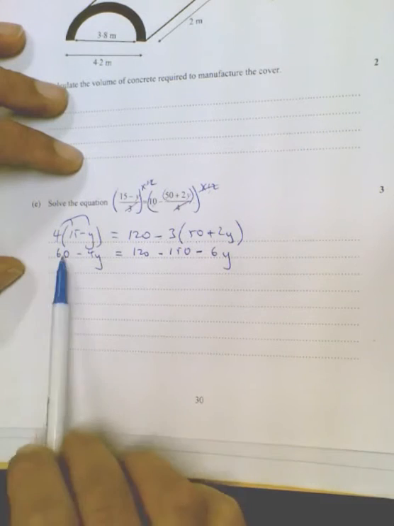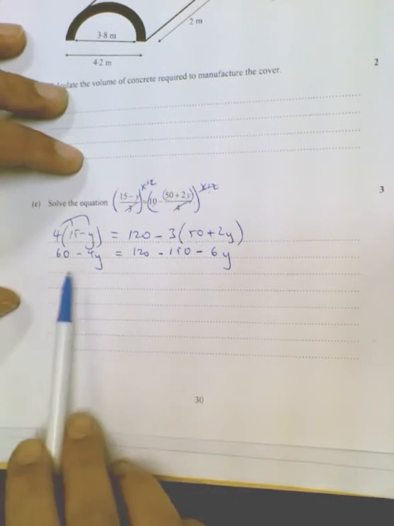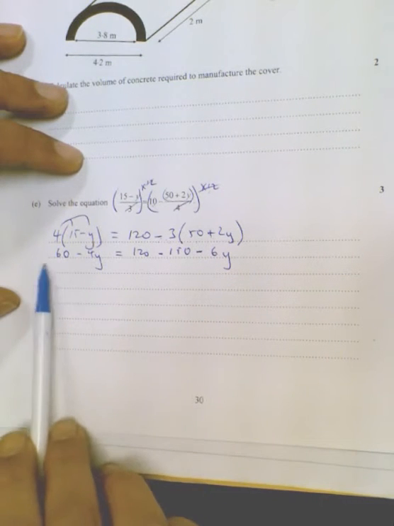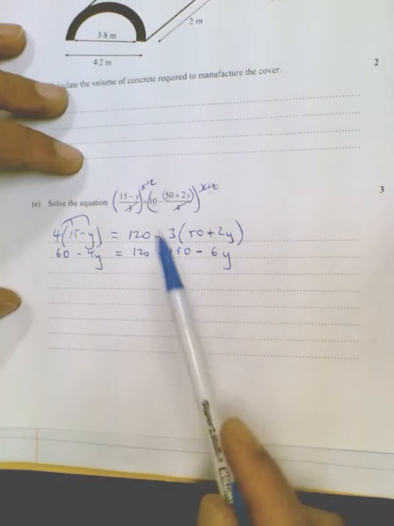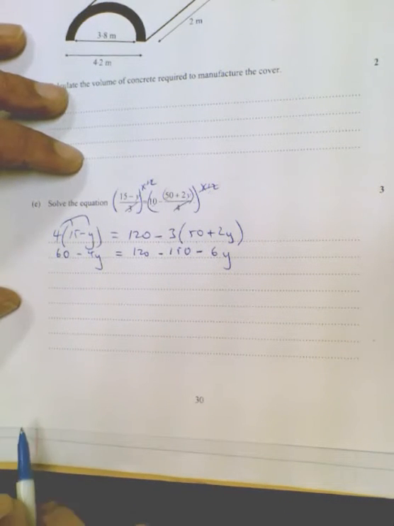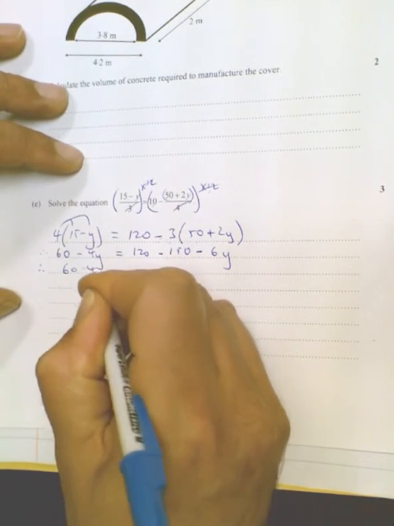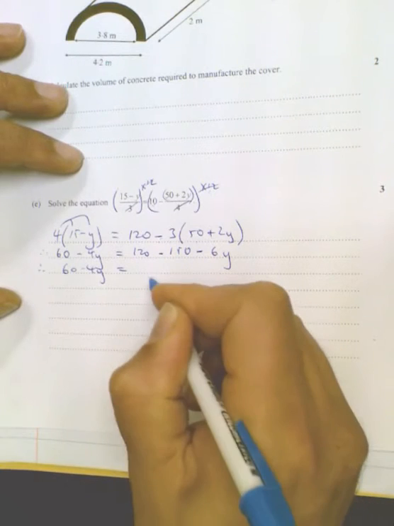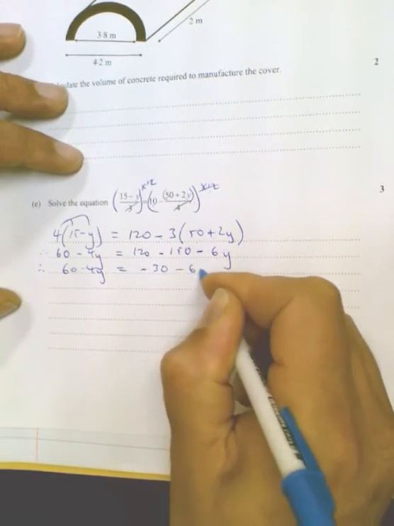Once again, my next step now, I've made the question easier. I've got no fractions, I've got no brackets. It still looks a little bit long-winded, but what I can do is I can notice over here I can collect like terms just to condense the equation a little bit. So if I just do that, 60 minus 4y equals 120 minus 150 is minus 30 minus 6y.